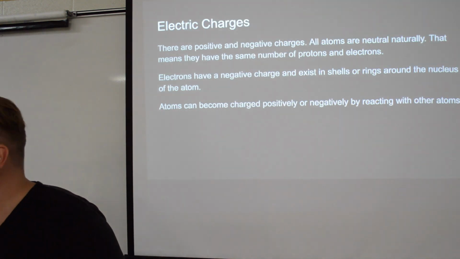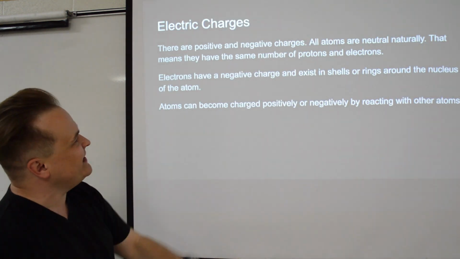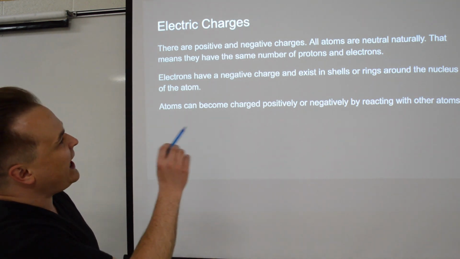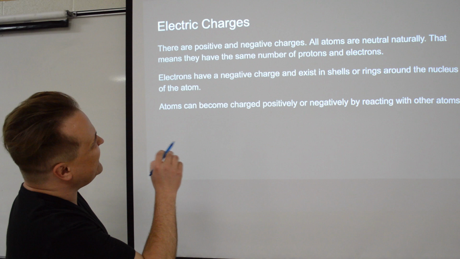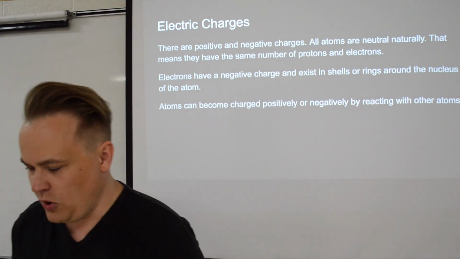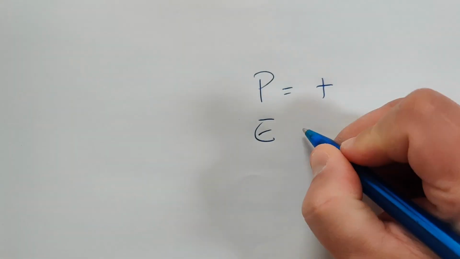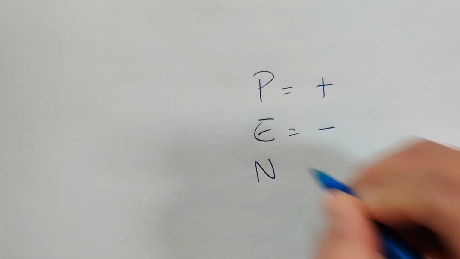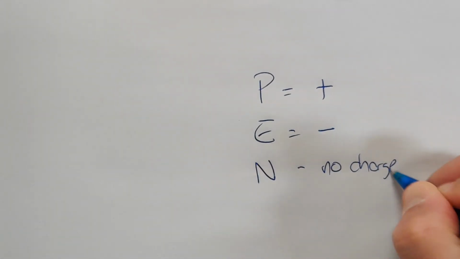Let's move on. Electric charges, well, you know this. There are positive and negative charges. All atoms are neutral naturally. That means they have the same number of protons and electrons. So we know that protons are positive, electrons are negative, and neutrons have no charge, right?